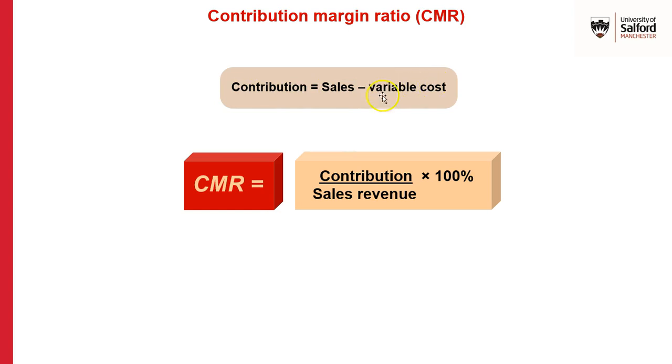And here we have the contribution, and the contribution of sales revenue is the contribution margin ratio, a bit like a gross profit ratio, gross profit margin rather. But in this context we call it contribution margin ratio.